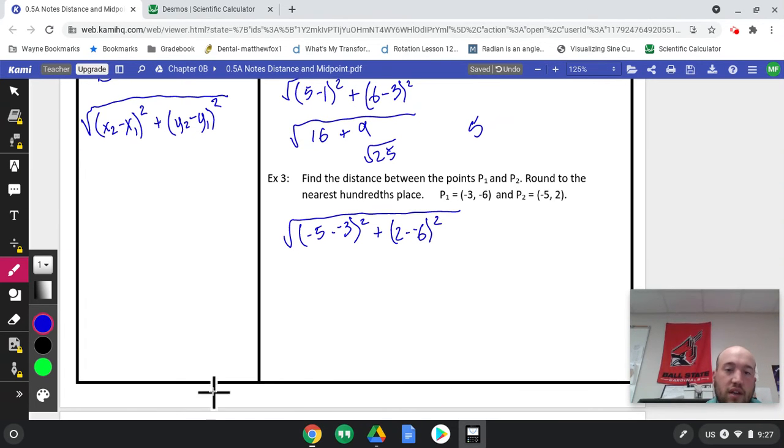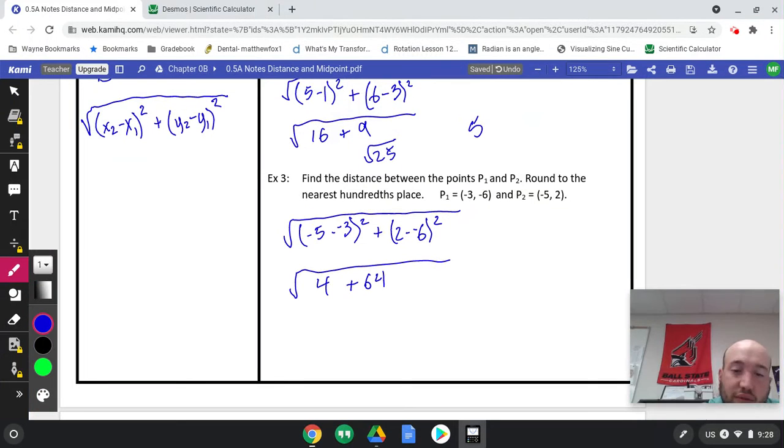We'll square that. Now keep in mind, if we subtract a negative, that's like adding it. So negative 5 plus 3 is negative 2. Negative 2 squared will give us 4. Meanwhile, 2 minus negative 6 is like adding that 6. So 8. 8 squared is 64.